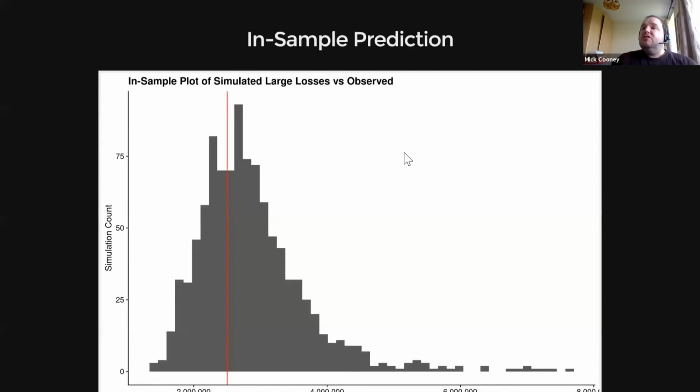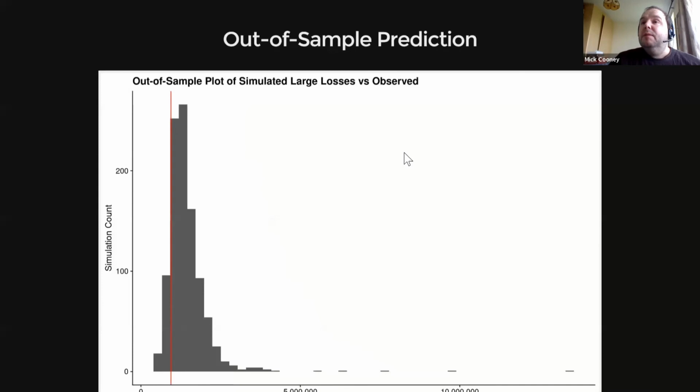For assessing the large loss costs, in-sample prediction of large losses versus the observed. So again, we took all our large losses in our model. What did we simulate versus what did we observe? We're not actually doing too bad there. Out of sample, not quite as good. We have a couple of really large simulated losses up here, as you can see, but they are not beyond the realms of possibility. We just didn't observe them in the real world.